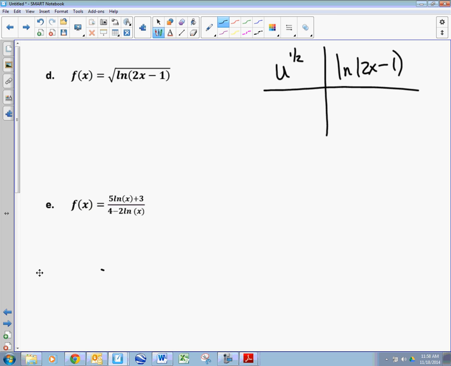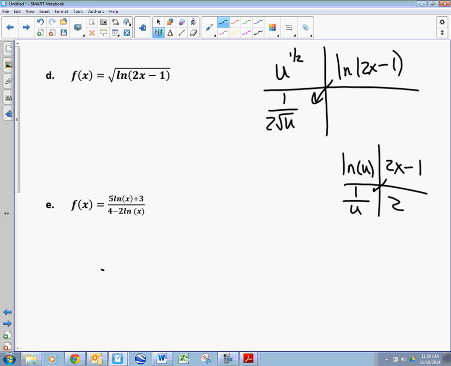Chain rule again. What's the derivative of u to the 1/2? What's the derivative of that? Chain rule again. What's the derivative of natural log? 1 over u and 2. So 2 over 2x minus 1.